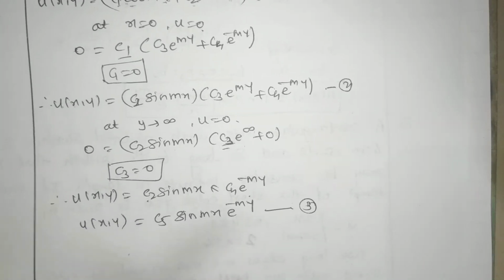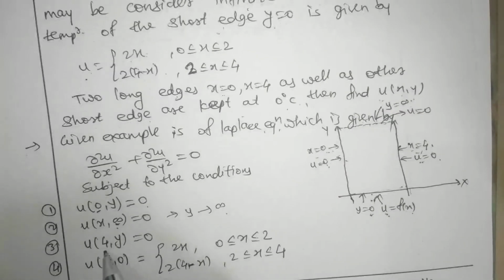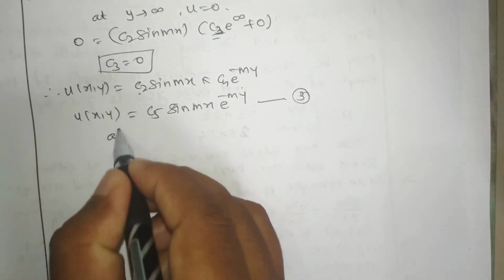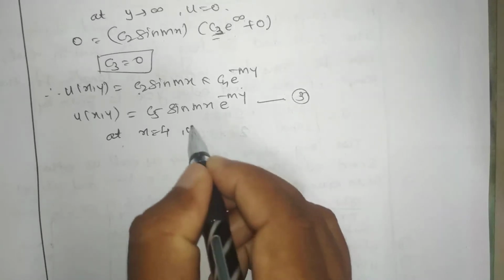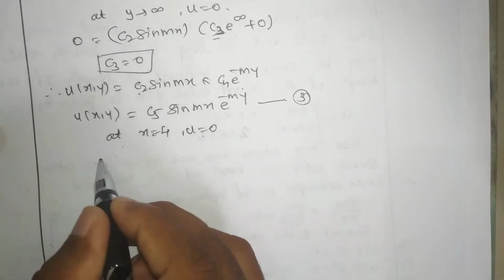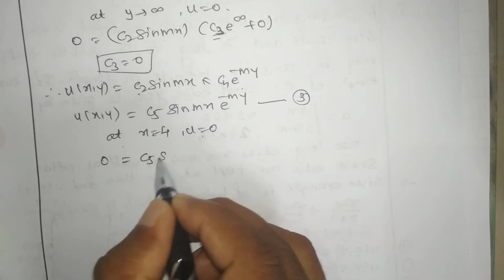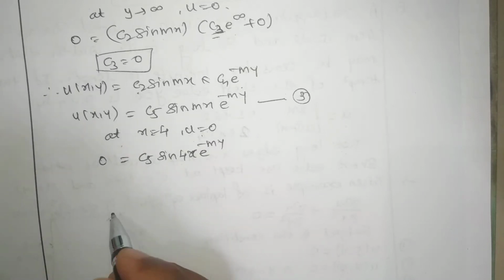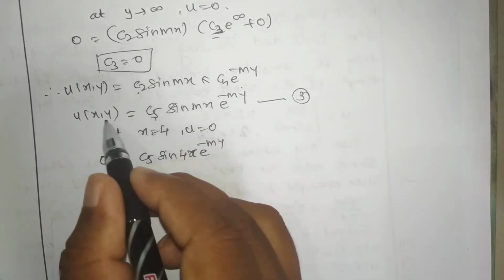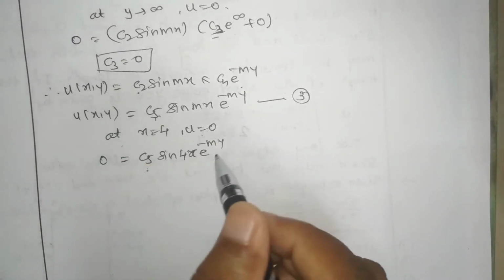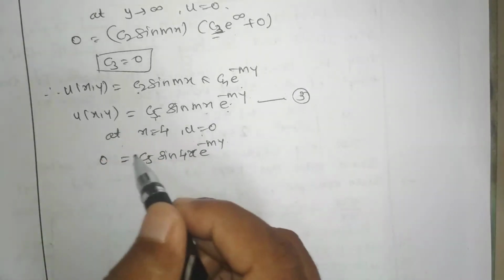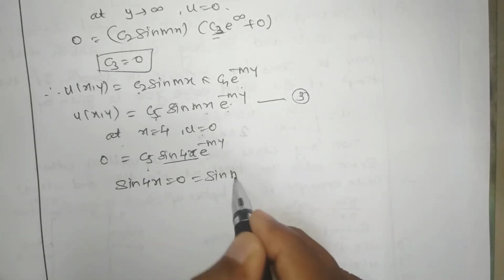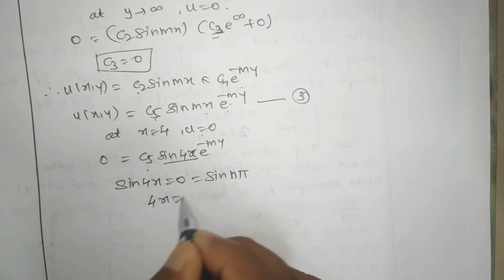So use the third condition. What is the third condition? At x is equal to 4, value of u is 0. So u is 0, c5 sin 4m e raised to minus my. Then c5 is not 0 because it is present in equation number 3 in multiplication. Also e raised to minus my is not 0, it is present in multiplication. That means sin 4m is 0. And we know that sin n pi is 0.